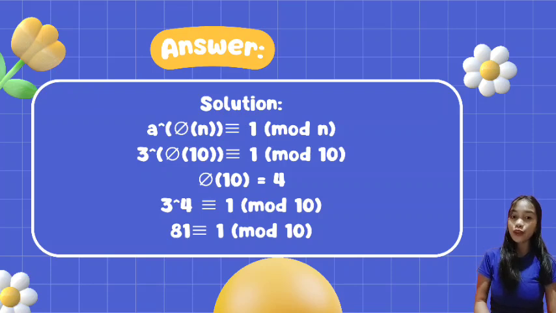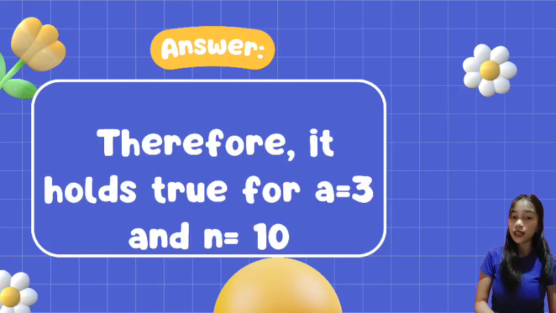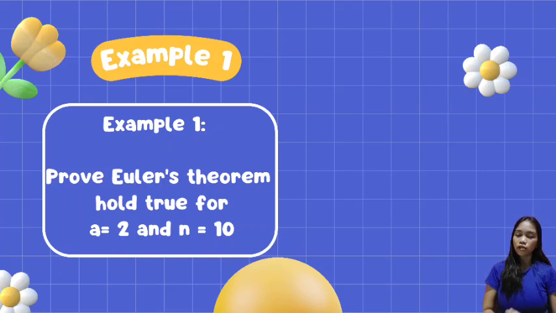And 3 raised to the power of 4 is equal to 81. So that would become 81 is congruent to 1 mod 10. And 81 is congruent to 1 mod 10 is true, since 81 mod 10 is equal to 1. So it holds true for a is equal to 3 and n is equal to 10. Is that understood, class? And now let us proceed to our example number 2.